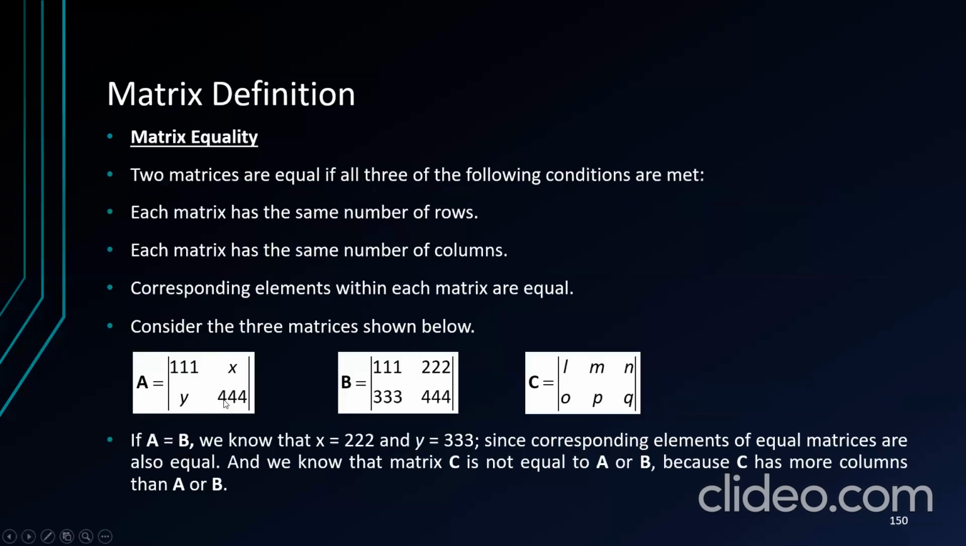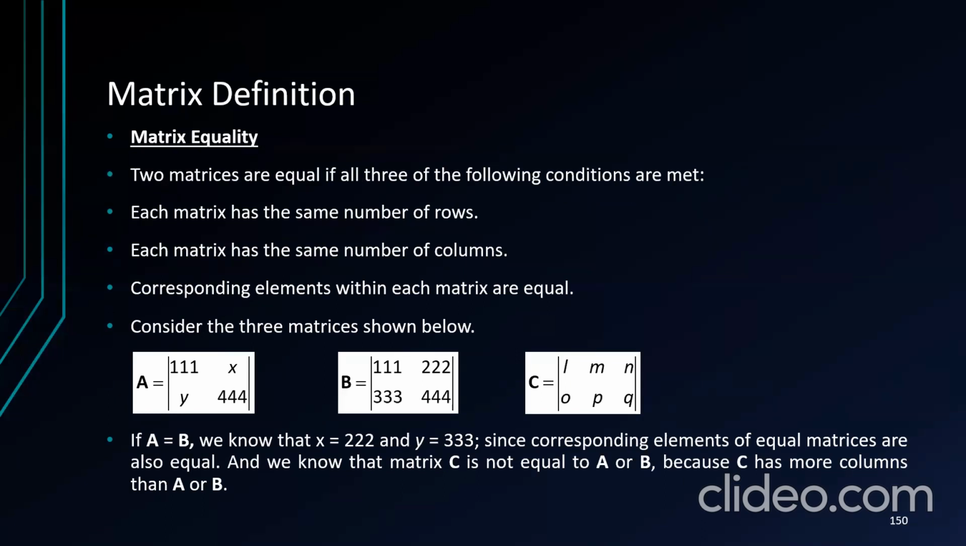Matrix equality. Okay. Two matrices are equal if all three of the following conditions are met. Each matrix has the same number of rows. Yan. Pag 2 rows, so pareha siya. All three. Each matrix has the same number of columns. Yan. Corresponding elements within each matrix are equal.